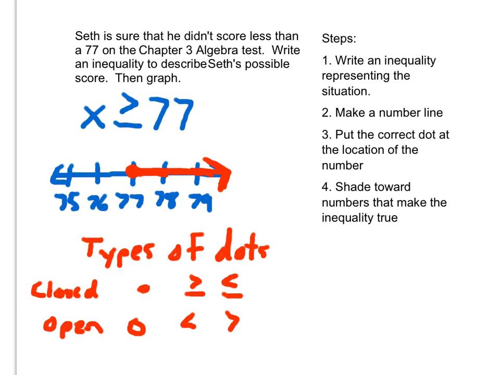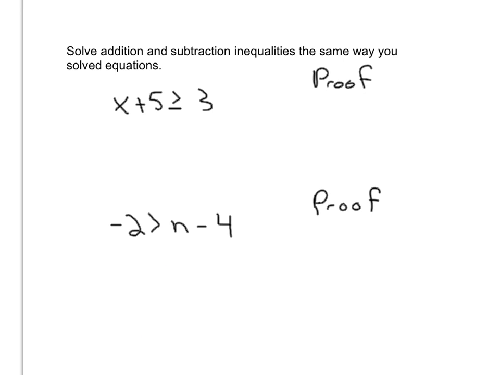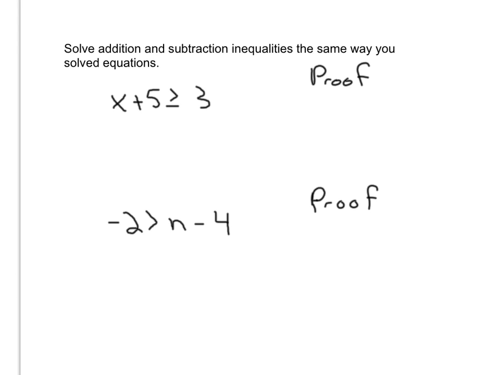Alright, let's go on to another example. Okay, now I've got two examples here of solving inequalities with the proofs. So it says to solve the inequality the same way you solved equations, if they're addition and subtraction ones. So this one says x plus 5 is greater than or equal to 3. Well, first I would change to addition if I needed to, but it's already addition. So I'm going to do a negative 5 to both sides.